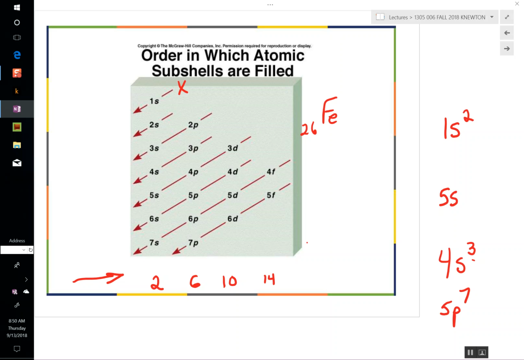So what is the octet rule? I've got it on a slide, and sometimes when I say it off the top of my head, it's not verbatim what's on the slide, but roughly speaking, the octet rule is that elements will gain or lose electrons to achieve the electronic configuration of the nearest noble gas.